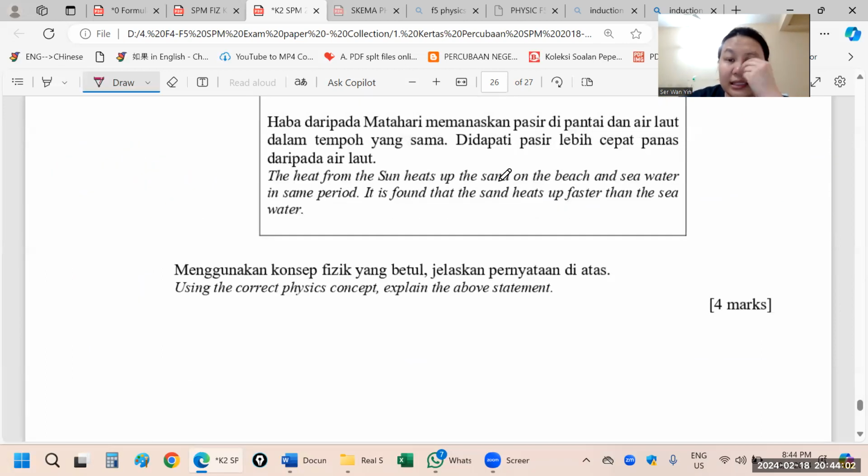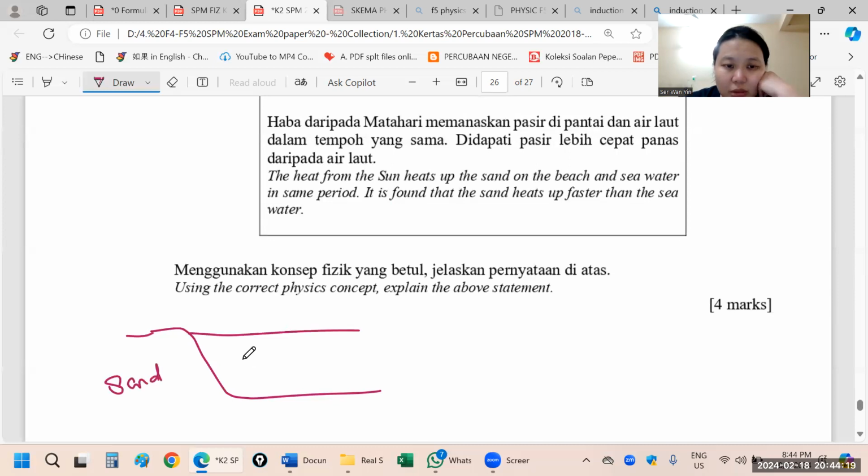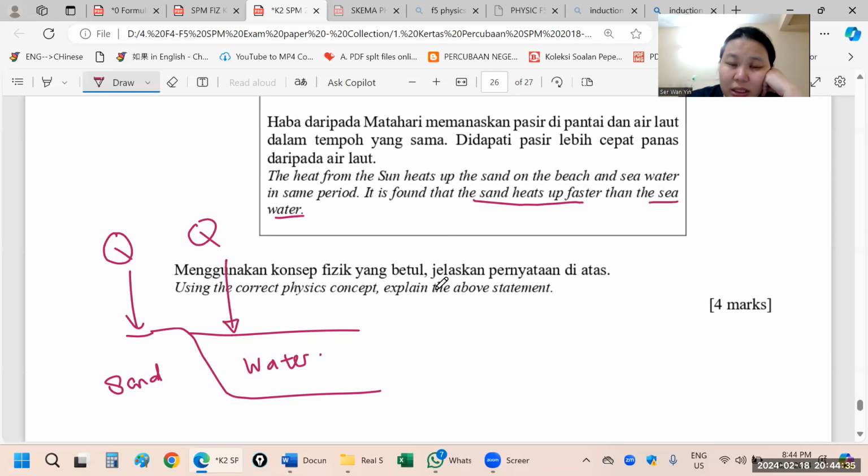The heat from the sun heats up the sand on the beach and the seawater in the same period. So you better draw it up. Heats up the sand, so this is sand. This is water. In the same period, so same time, means the heat is the same. It's found that the sand heats up faster than the seawater.